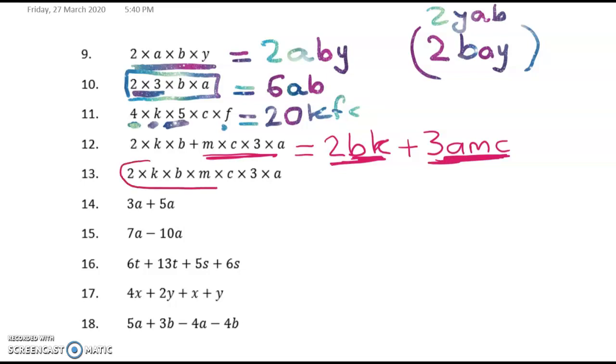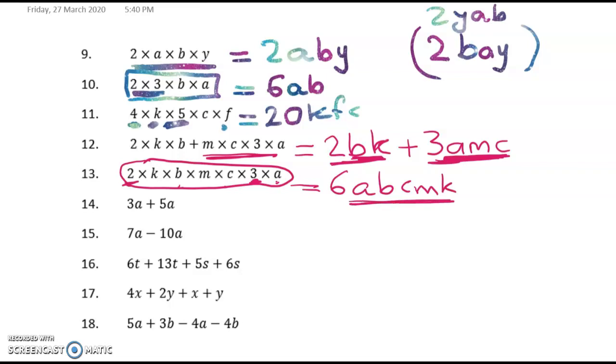Okay, and in the next one we're multiplying it all together. So the first thing we can do is multiply the numbers together, and we're going to get 6. And then we just have each letter, right? So I've got a, b, c, m, k, and the order of those letters doesn't matter. It does matter that we have the 6 first, right? That's a really strong convention in maths, that we put the coefficient, the number, out the front.